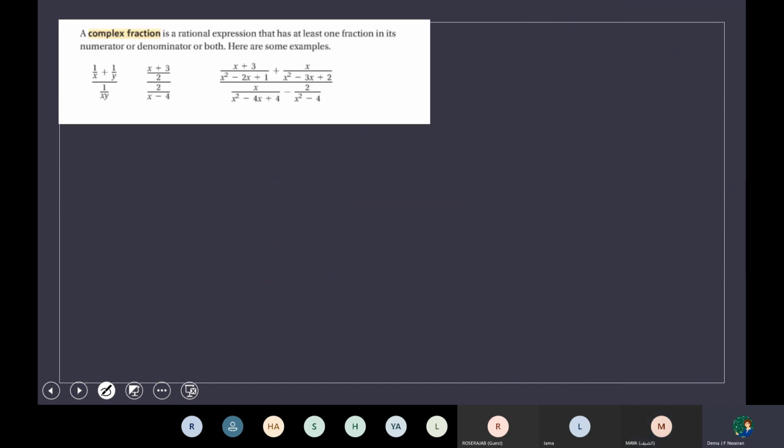Yes. Now, let's talk about the complex fraction. The complex fraction is a rational expression that has at least one fraction in its numerator or denominator. In a rational expression, we have a numerator like 3x as an example over 4x squared, it could be numbers or expressions over expressions. In the complex one, we have a fraction in the numerator, and it could also have another fraction in the denominator.